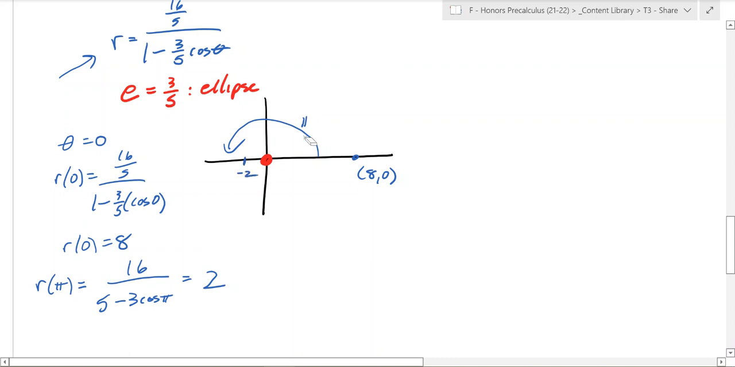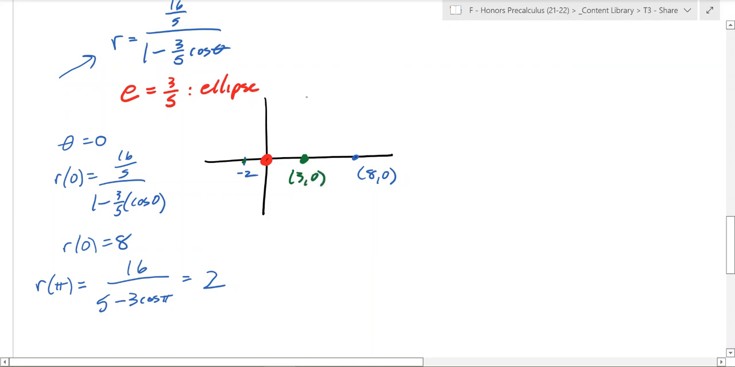So then we have our ellipse here, and everything is symmetric here. So we know our center is going to be right in between these two. So if that's -2 and that's 8, our center is going to be at 3, 0. That's halfway between the two. So I'll label it right here. This is our center at 3, 0.